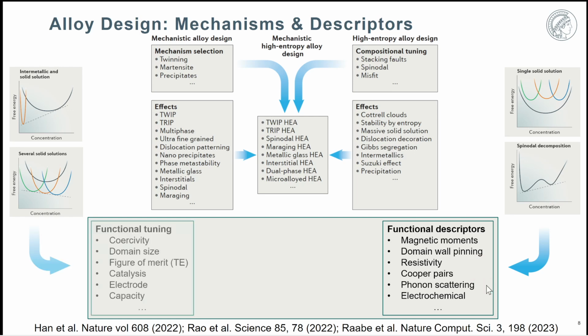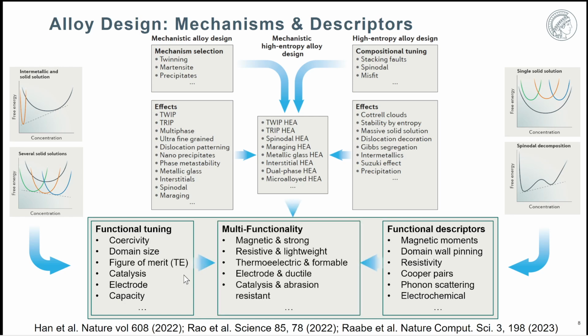And on the other side, you can then tune specific parameters like coercivity, the domain size, figure of merit for thermoelectrics, catalytic effects, so you can look at the corresponding volcano plots for these seamlessly alloyed ranges, and so on. And when we combine that with the enormous wealth of mechanical and structural features that I've mentioned just before, we can target something that we call multifunctional high-entropy alloys, where you can bring some of these aspects together.